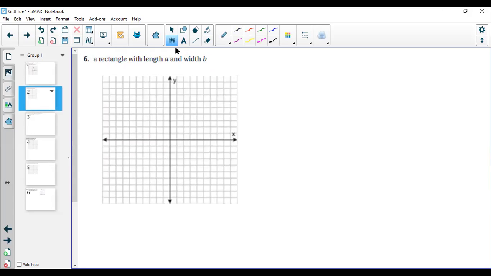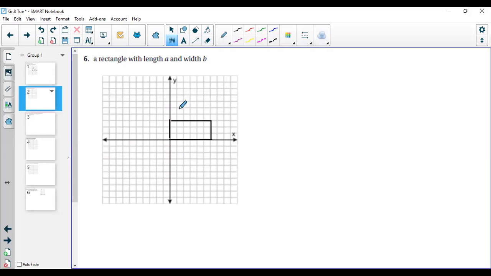A rectangle with length a and width b. So you need to draw a rectangle. You know, in a rectangle the opposite two sides are equal, right? So just draw a rectangle. You can make it however big or small you want. As I'm telling you, it doesn't really matter.